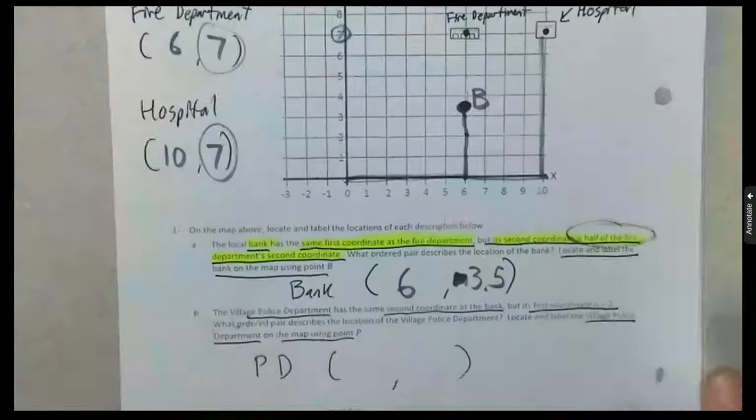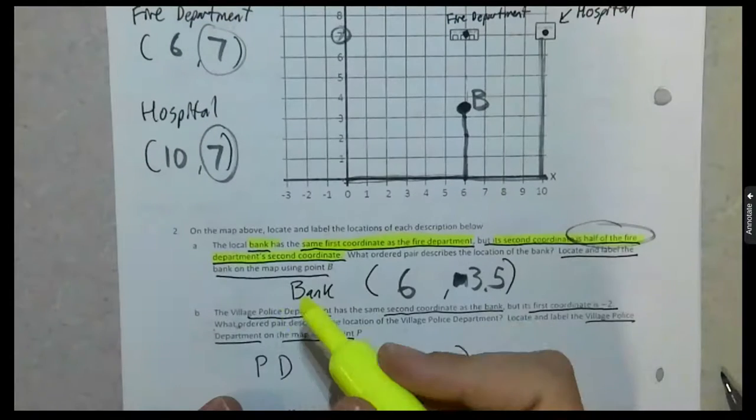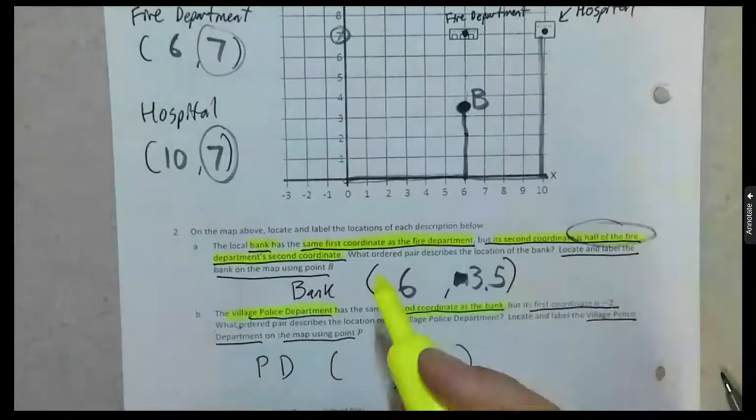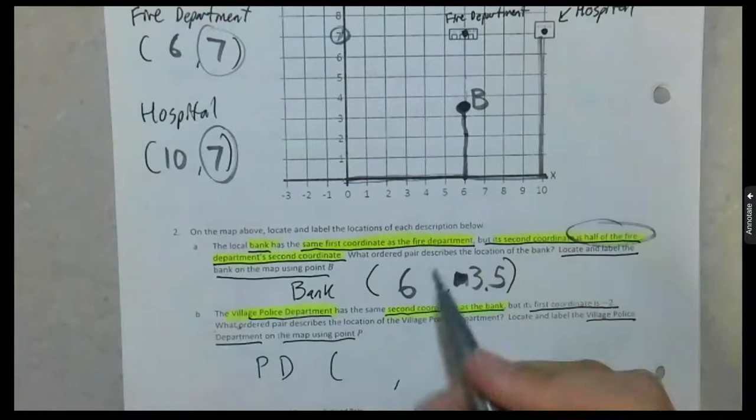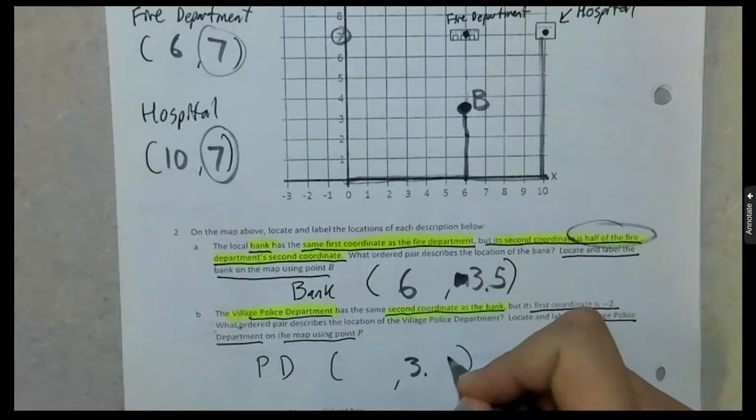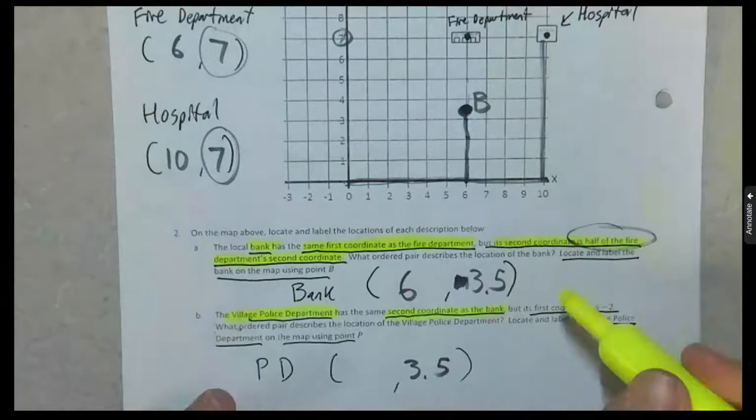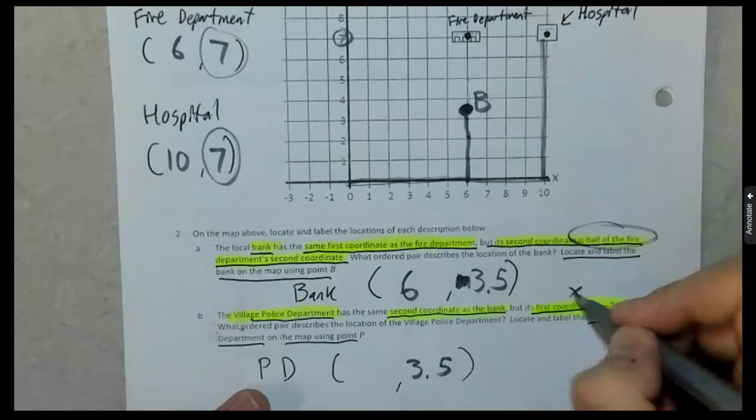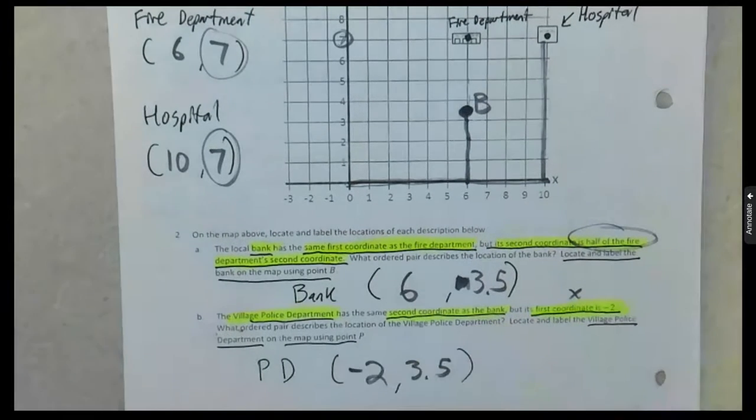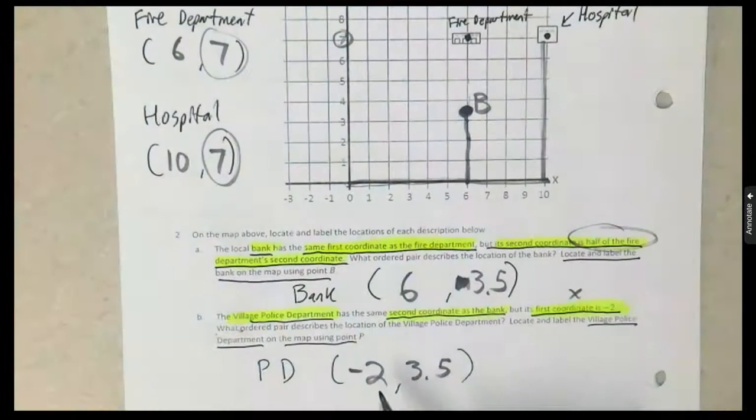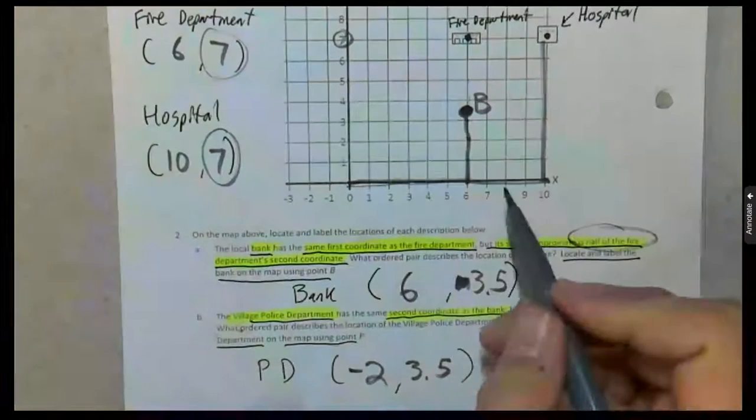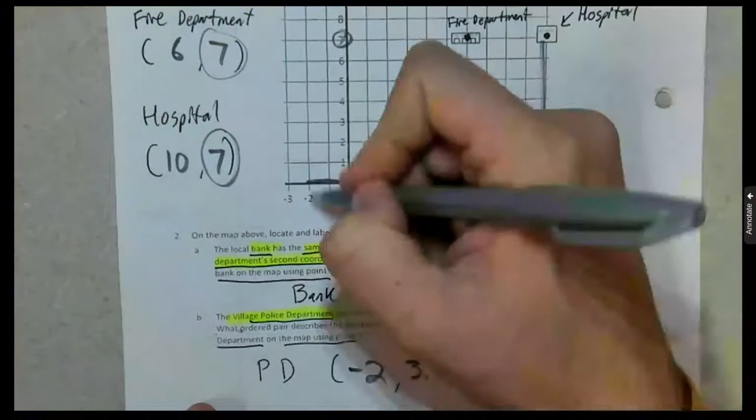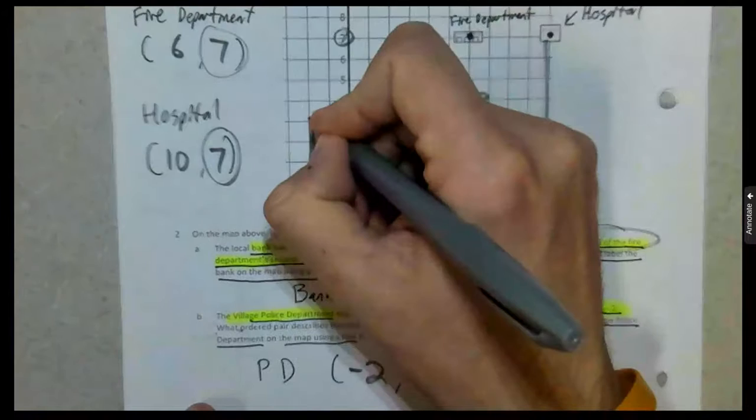All right, let's look at the next one. The village police department has the same second coordinate as the bank, while the bank has 3.5, but its first coordinate, X, is -2. Well, that makes it pretty easy. The ordered pair is -2, 3.5. So now instead of going forward 2, you just go back 2 and then up 3.5.